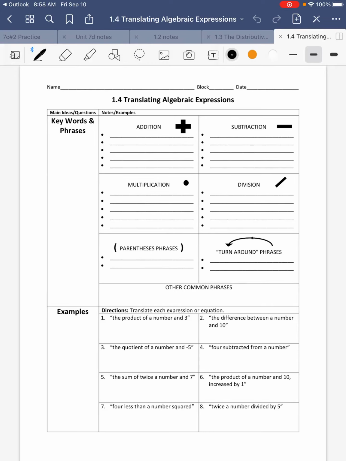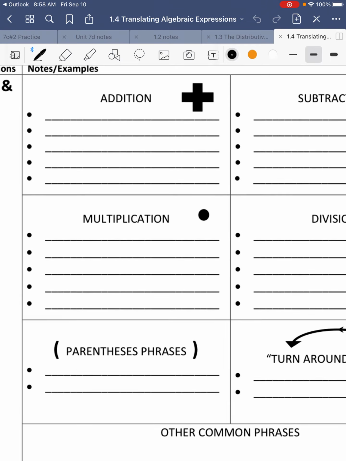Hello, and welcome to 1.4 Translating Algebraic Expressions. So, here we're talking about keywords and phrases.